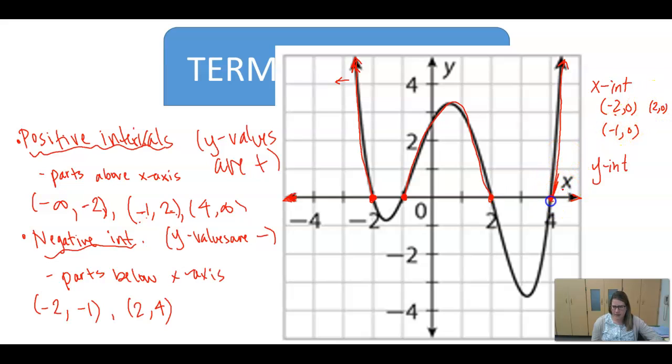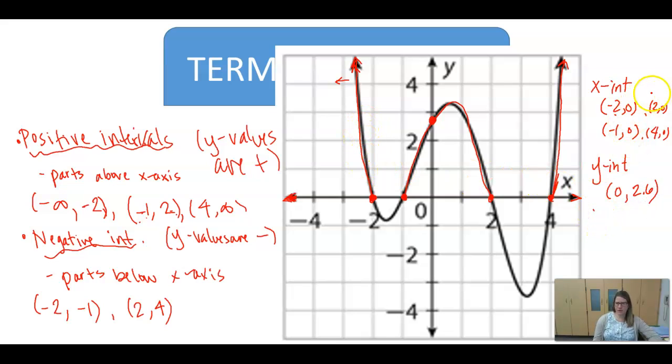And then I lastly have one at 4, 0. So there are 4 x-intercepts on this graph. There's also a y-intercept right here, and it looks like it's at about 0, 2.6. I'm just guesstimating. Maybe 2.75, but we'll put 2.6.